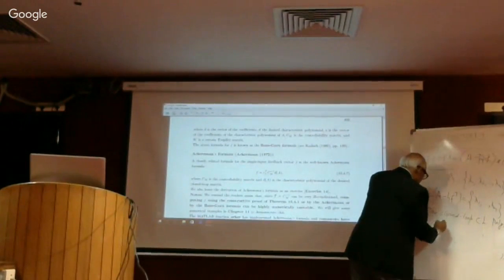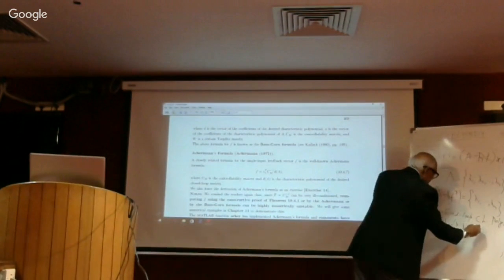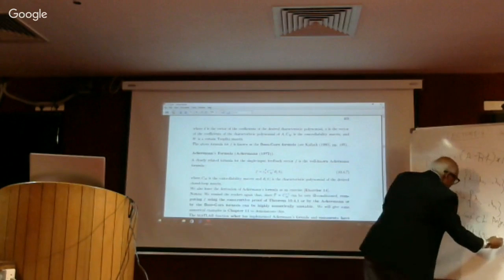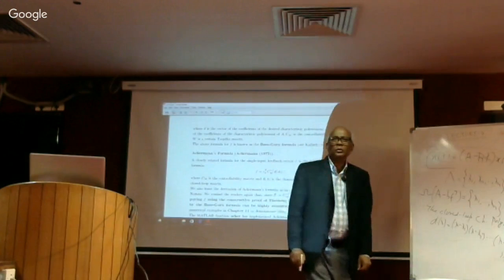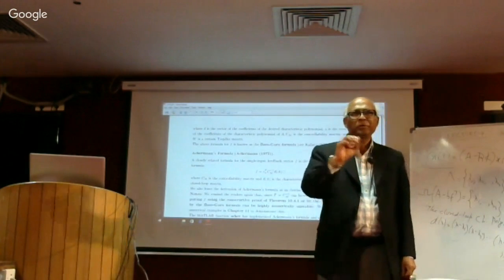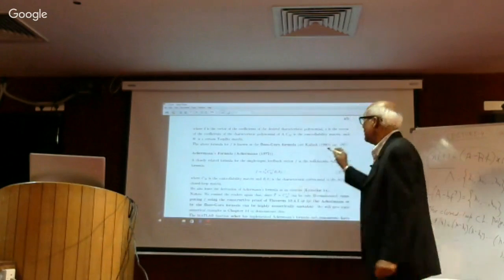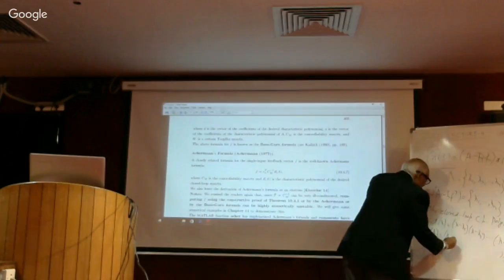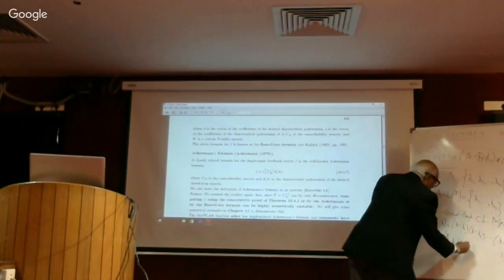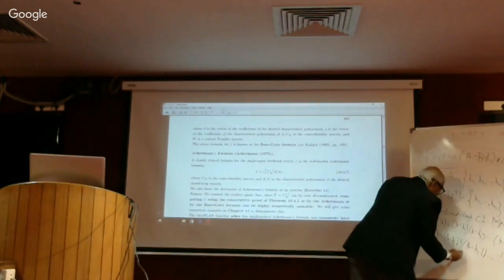D of lambda is lambda minus lambda 1, lambda minus lambda 2, up to lambda minus lambda n. Right? This is the closed loop characteristic polynomial because this polynomial has eigenvalues lambda 1 to lambda n. So what is D of A? D of A is A minus lambda 1 I, A minus lambda 2 I, up to A minus lambda n I.